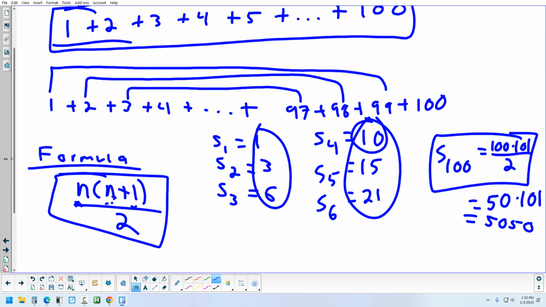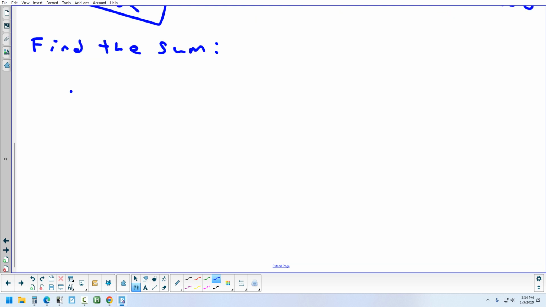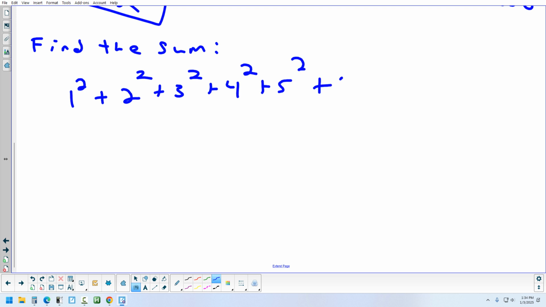Okay. Let's go back to one we had earlier. Find the sum. Let's say we have this. What's different about this one? They're all squared. So it's not quite the same thing we just did. We're adding up every number from 1 to 100, but they're squared. Okay? So what we want to do is see if we can find a pattern.